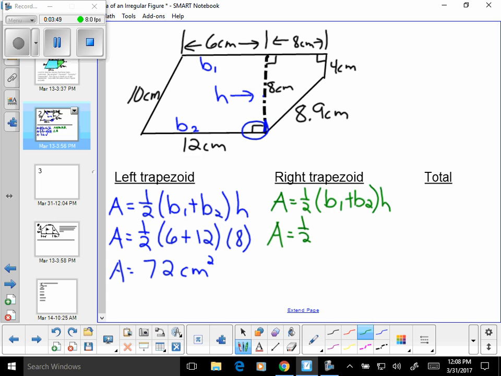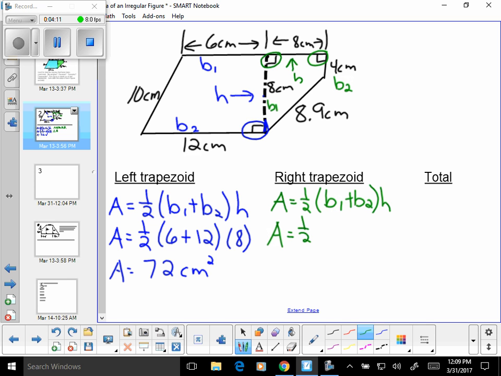You need to find the parallel segments. Here is this right angle, and here is this right angle. So for this one, this is my height. This 8 will be my b sub 1. The 4 will be the b sub 2. The 8.9, I don't need, just like I don't need the 10.